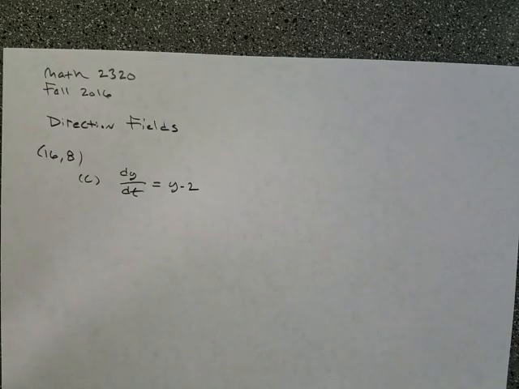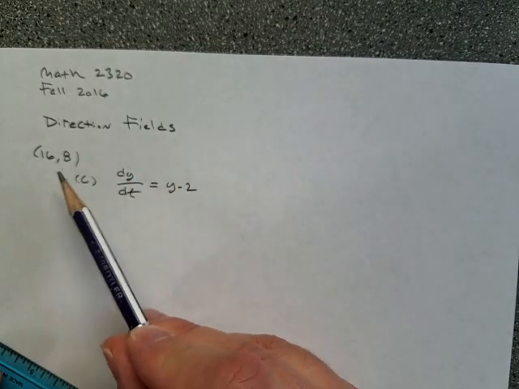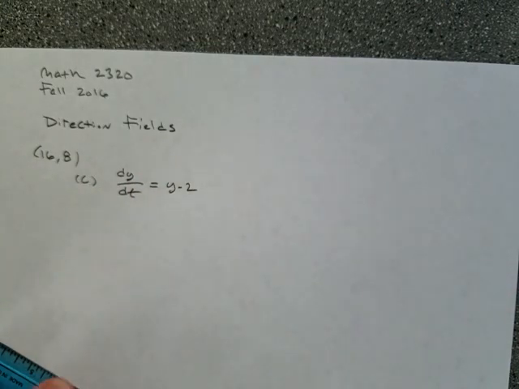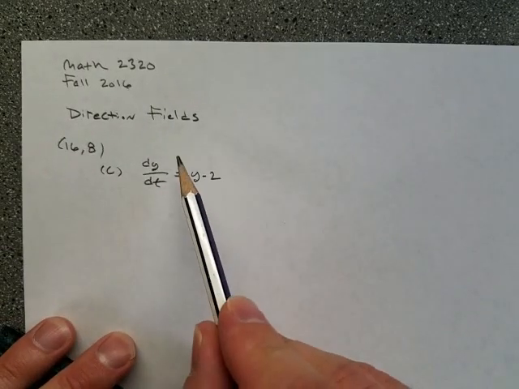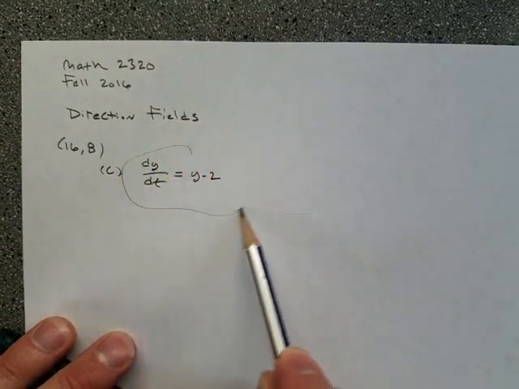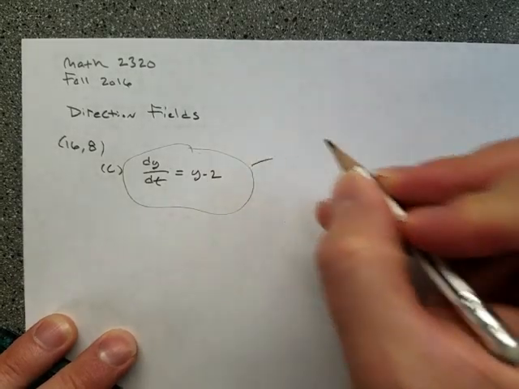Okay, here's the video on direction fields. Let's look at 16 on page 8. This is part C, and there's my differential equation. Before I do anything with this, this is an equation. It has a solution. What is the solution?